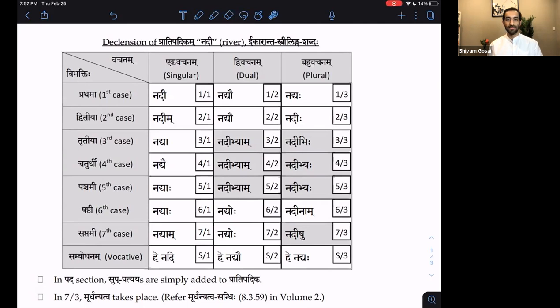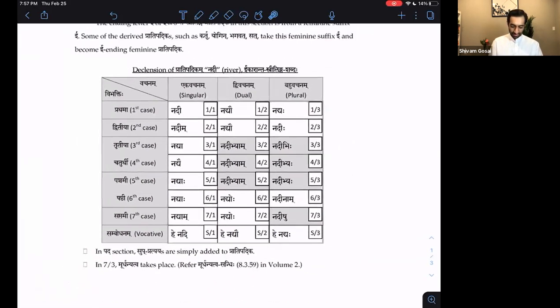6-1. Devyaha, devyoho, devinam, devyam, devyoho, devishu. He devi, he devyo, he devyah. Okay. How are you feeling? Feeling okay? Okay.